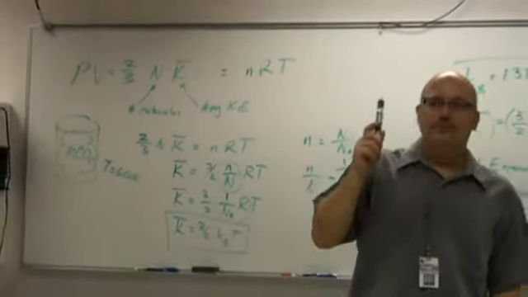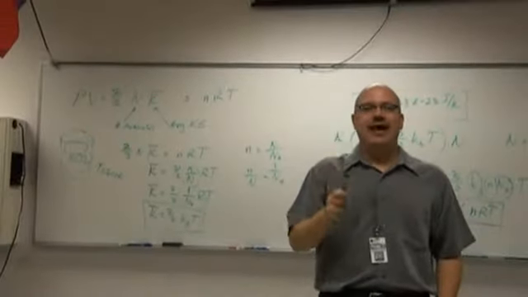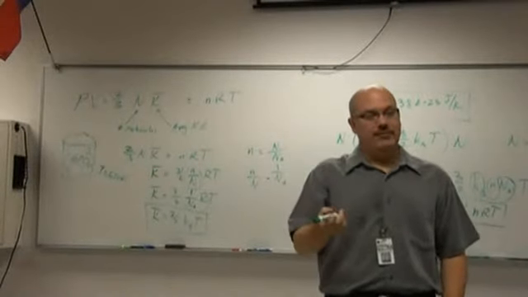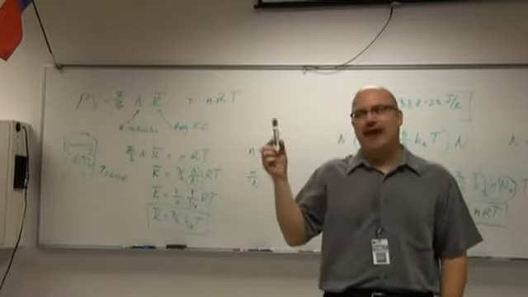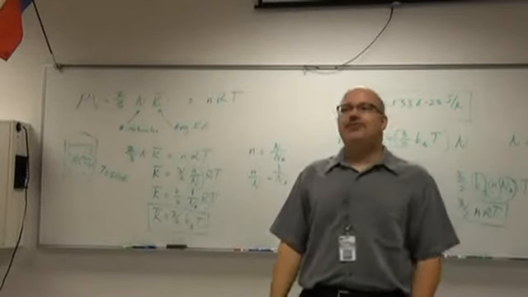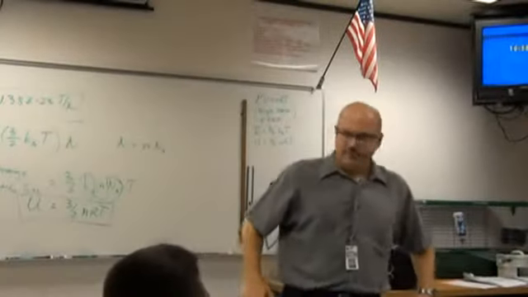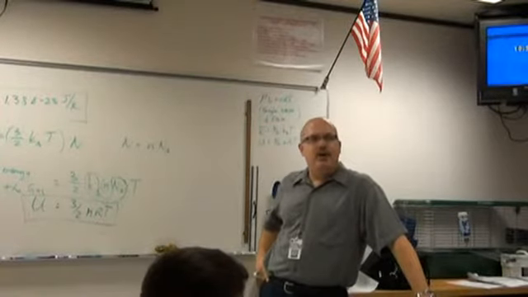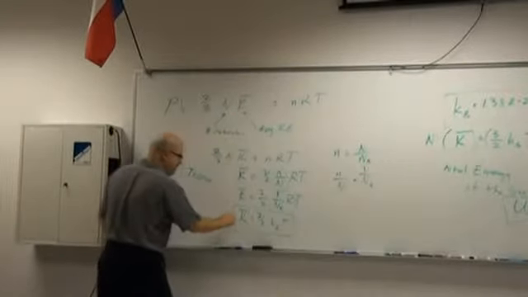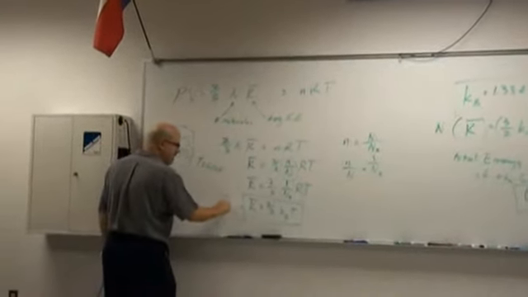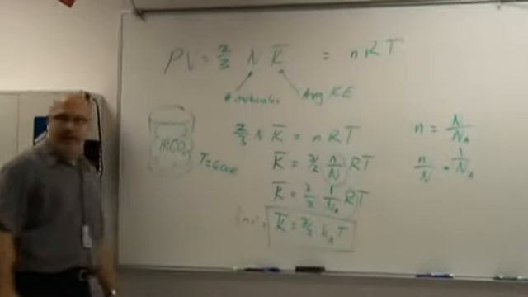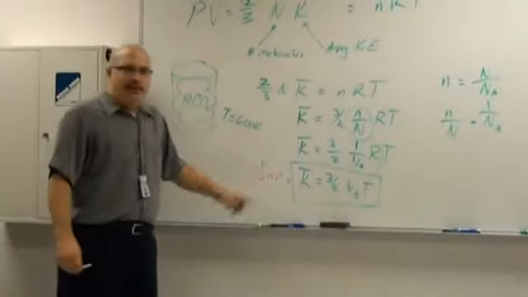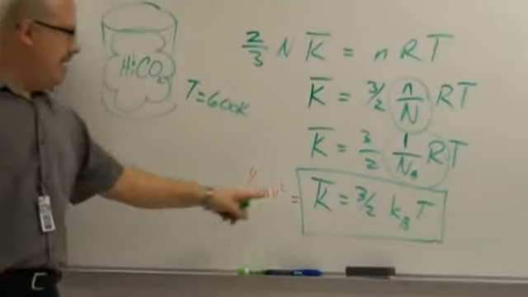Now, do both the gases have the same average velocity? Or average speed, I should say, because their velocity averages out to be 0. Do they have the same average speed? Probably not, but why not? Because this is equal to 1/2 mv squared, right? Do they have the same mass? No. So they can't have the same velocity.